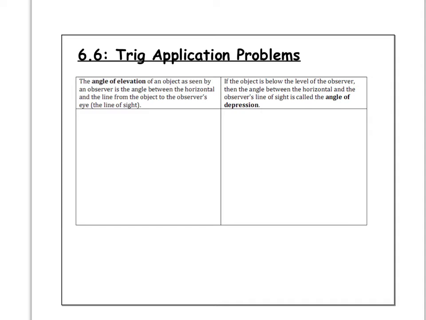So imagine you're standing on the ground, maybe this is you, and you see an eagle. Okay, so here's the eagle up flying in the sky. The angle of elevation is from your horizontal line of sight up to the object that you see. So this angle right in here is the angle of elevation. Let's label that. Angle of elevation. It's basically an angle while you're looking up at something.